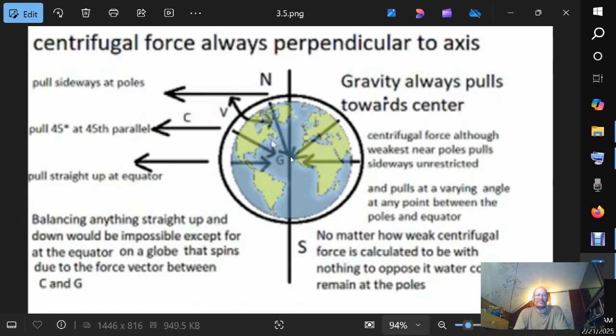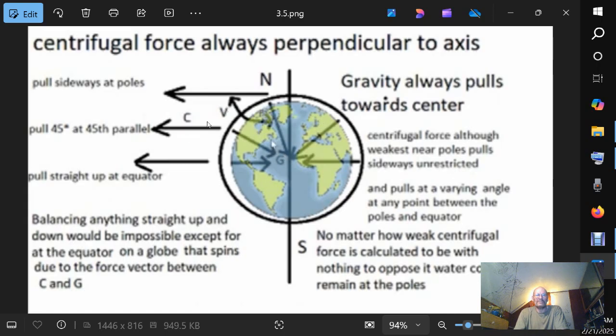Gravity always pulls towards the center, yet the centrifugal force is always perpendicular to the axis. It only pulls sideways. We've all been on a merry-go-round before. We know it only pulls you sideways. It doesn't pull you up or down. It only pulls sideways. And the farther away you are from the center, the greater the strength that it pulls you sideways. And if you're right on the center rotating, it doesn't pull you at all.